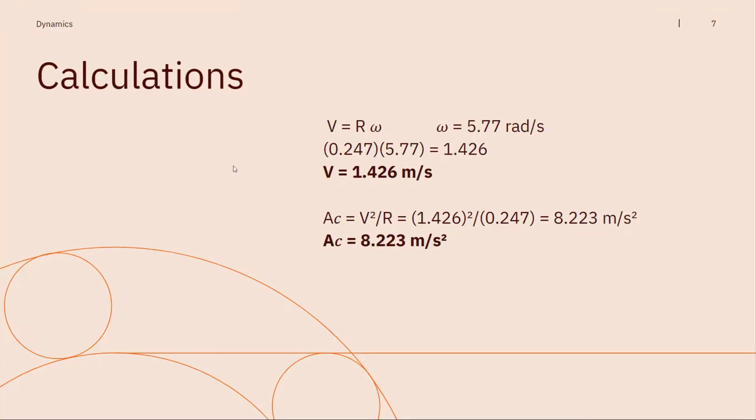And then with those values that we figured out, we found our velocity, and our velocity ended up coming out to be 1.426 meters per second. And then for our centrifugal acceleration, we used v squared divided by radius, the total radius. And by doing this, we ended up getting 8.223 meters per second squared.